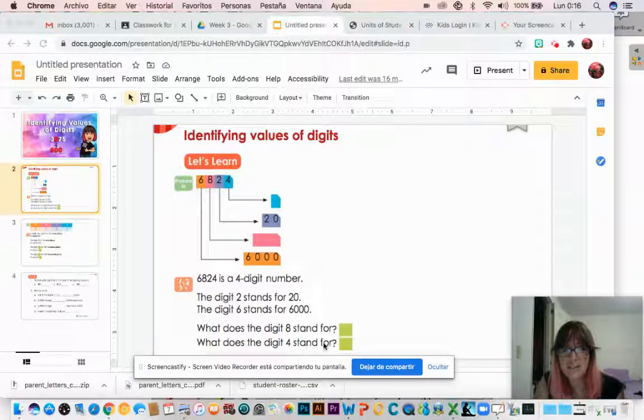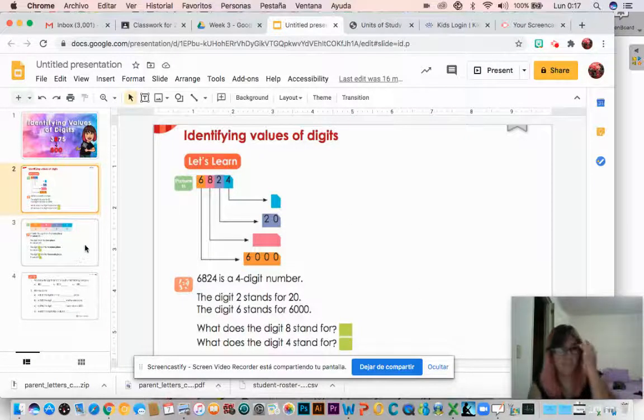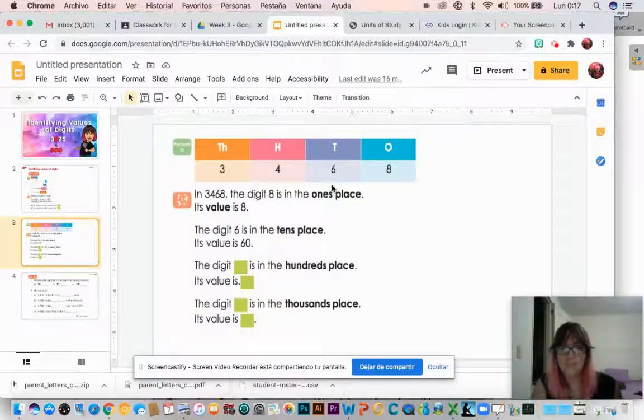What does the digit 4 stand for? The 4 equals 4, 40, 400, or 4,000. Let's go to the next page. Well, in your book, it's on the same page. Here they already put it for you in the places, so it's very easy.